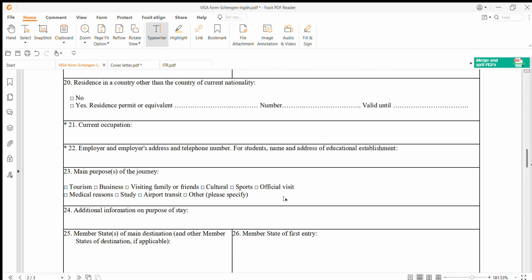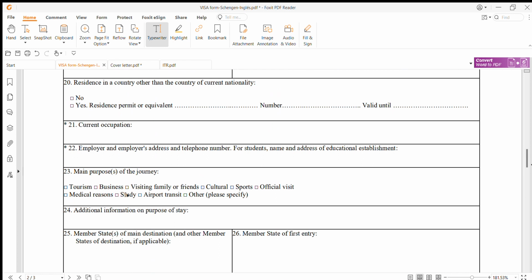Okay. Then main purpose. So somehow I thought it was a business visa, so during the appointment I had clicked business visa. Not tourism. Some people click on tourism also. They also get the visa. I think my friend got it. She had put tourism visa in the appointment. Okay, so I put business, by the way.